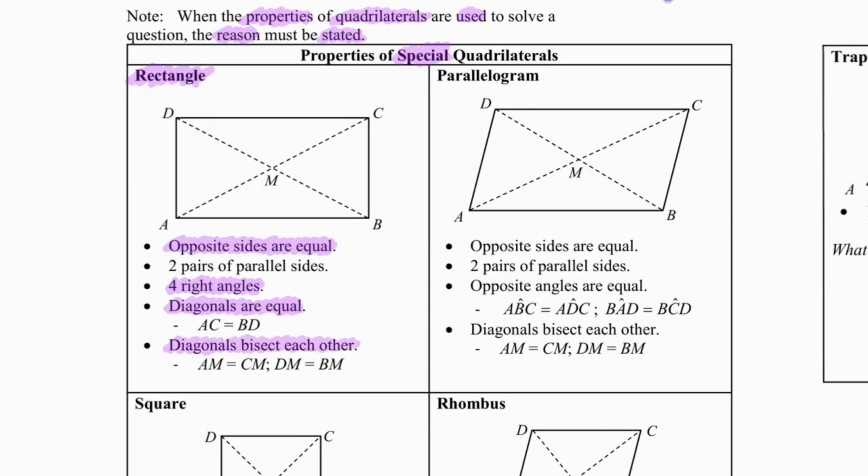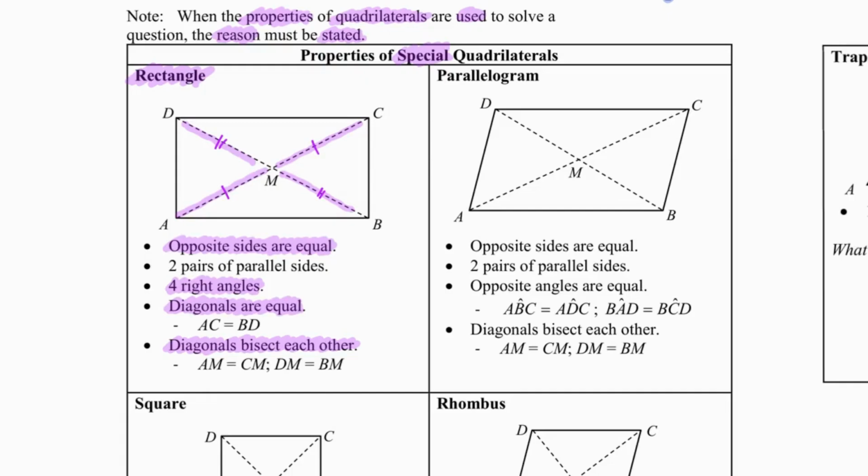What this basically means is that the line AM and the line MC, they are equal to each other. The line BM and the line DM, again, they bisect each other, meaning they are equal to each other.